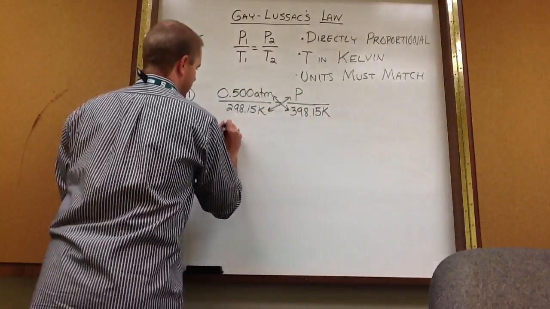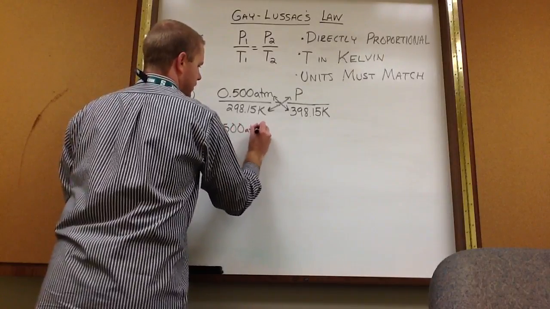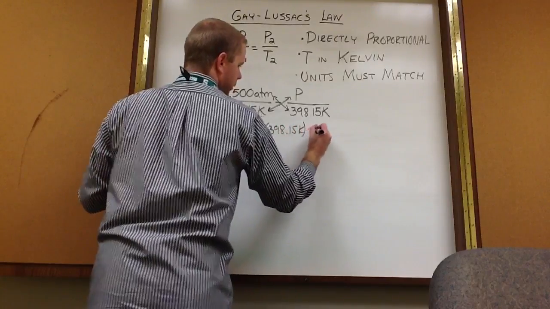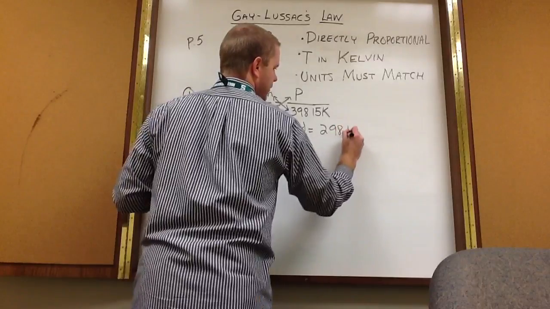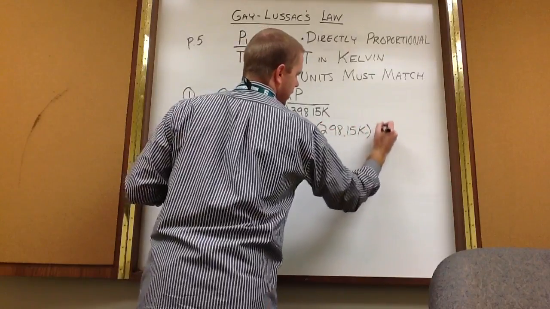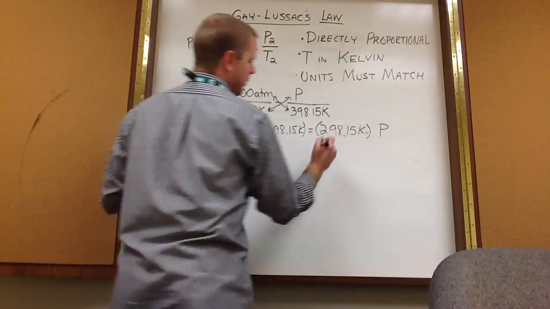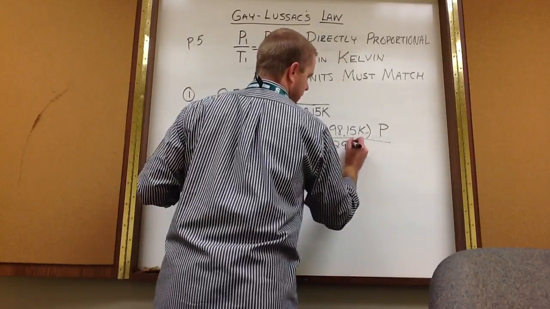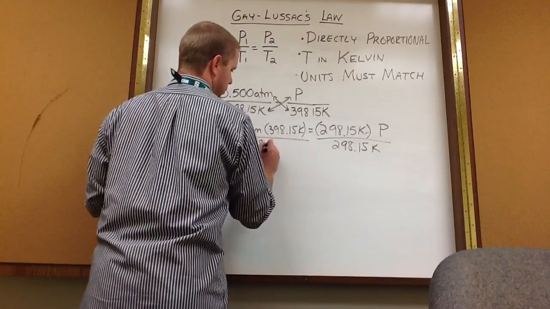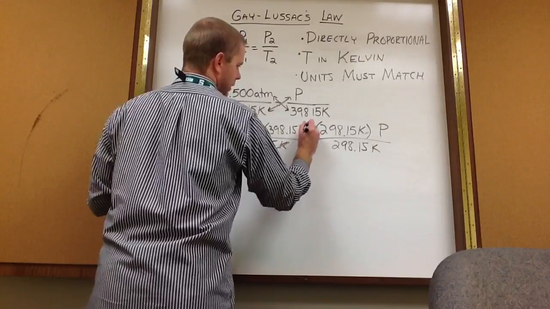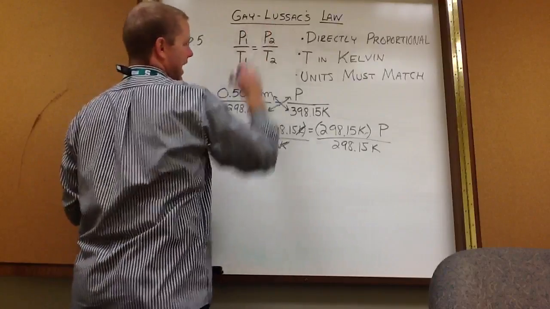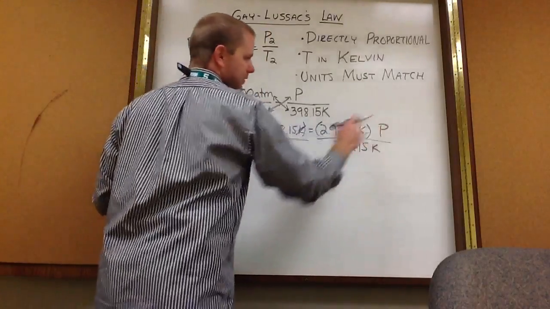We cross multiply. I'll do the algebra on one of them, why not? 0.500 ATMs times 398.15 Kelvin equals 298.15 Kelvin times, I might just put parentheses, times P, right? We have to isolate our variable P, so we divide both sides by 298.15 Kelvin. What does that do? It eliminates Kelvin, right? It leaves us with ATMs. That makes sense because we said our units have to match, so pressure here must match the pressure here.